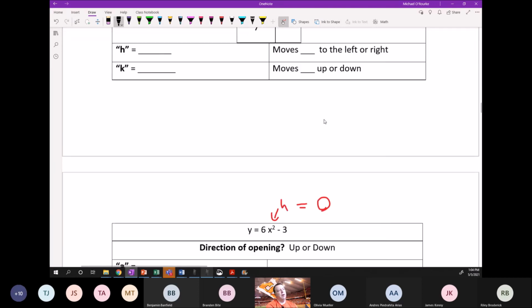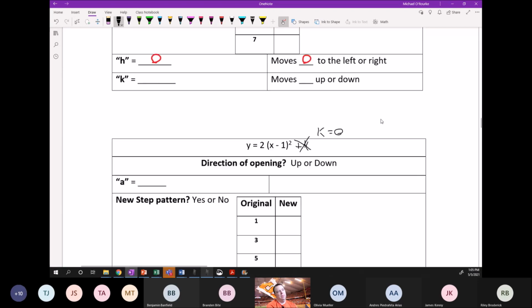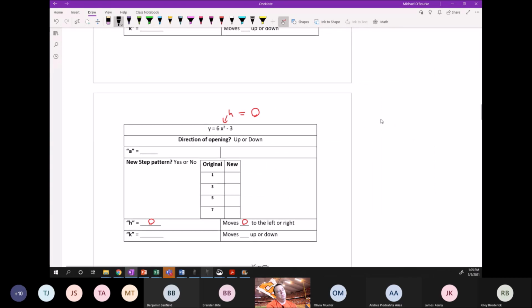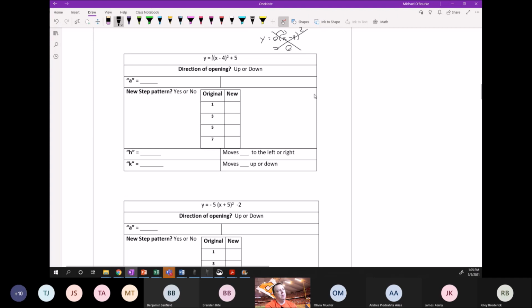But for other ones, if it's nothing written there, like this one here, do we have a K value here? No. So that K would actually equal 0 for that one. This here we're going to work on tomorrow as well.